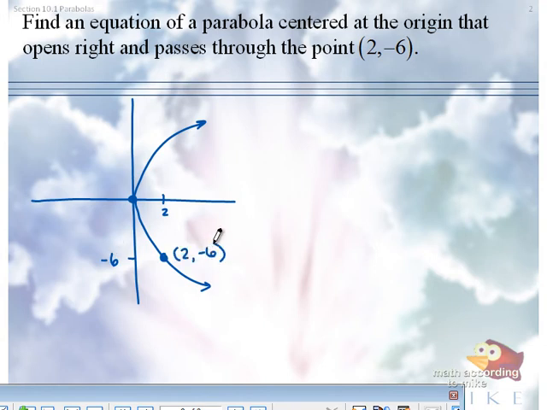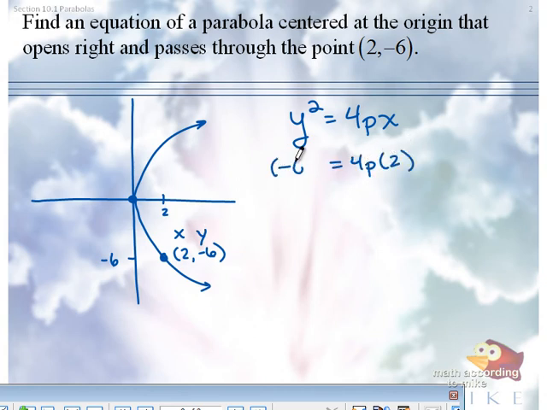So since it opens to the right, we know that it's a horizontal parabola, which means it has the format y squared equals 4px. And again, we can use this formula because we're centered at the origin, so no h and k just yet. By telling us that it passes through the point (2, -6), what does the 2 represent here? It's our x. And what does the -6 represent? It's our y.